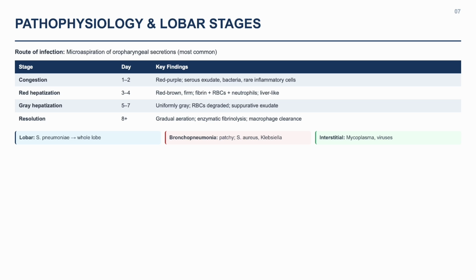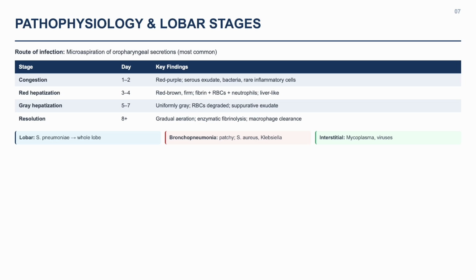Lobar pneumonia, classically caused by strep pneumoniae, evolves through 4 pathologic stages. Days 1 to 2: congestion, red-purple parenchyma with serous exudate and rare inflammatory cells. Days 3 to 4: red hepatization, red-brown, firm tissue with a liver-like consistency, filled with fibrin, red blood cells, and neutrophils.